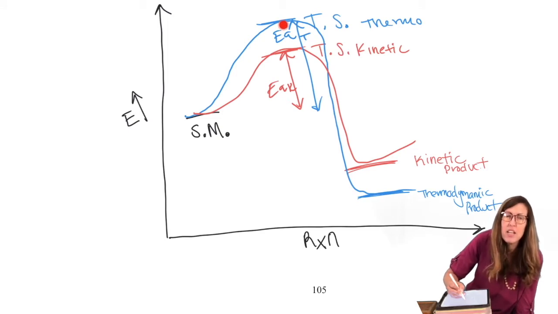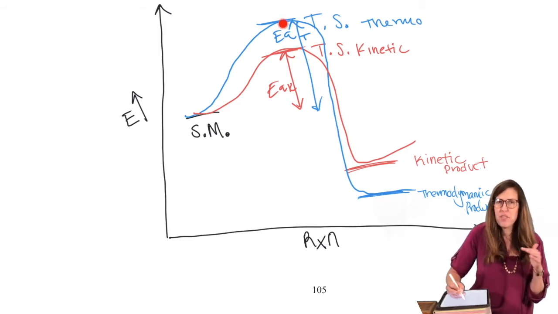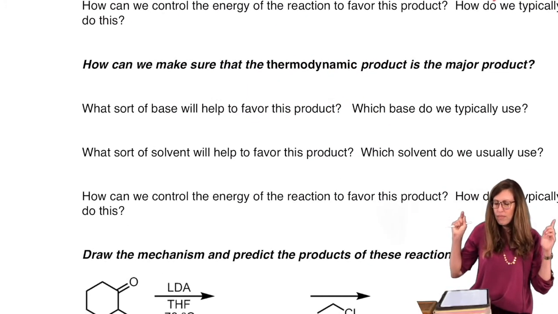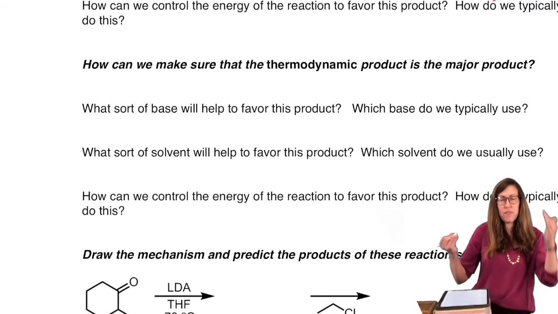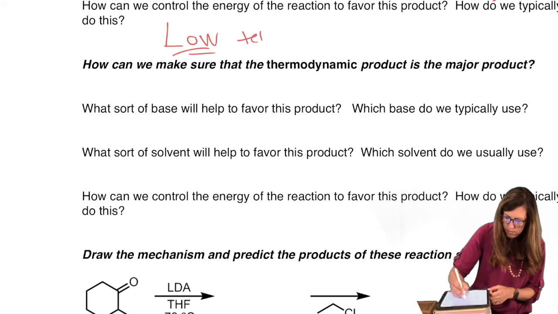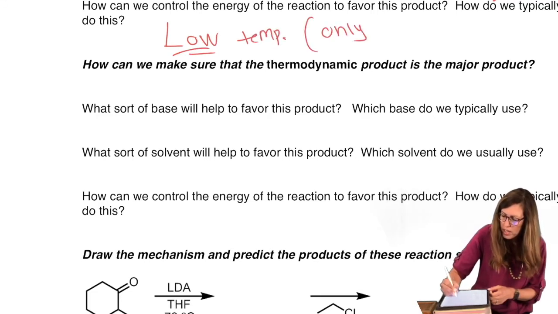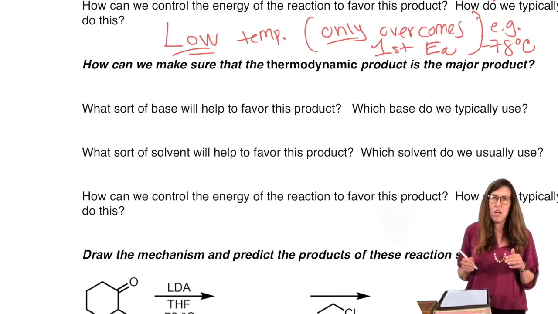It might say heat or hot, or actually have a hot temperature given, but it might even just say RT or give a room temperature, and you don't think of that as hot. It's relative though, right? If you see two side by side and one's hotter than the other, the hotter one is the thermodynamic, the colder one's the kinetic. So, how do we control the energy? Make sure you do not make it too hot because you have to get the lower activation level. Only that will allow you to overcome the first activation energy. The common temperature we'll see is negative 78 degrees Celsius because that's an easy, practical dry ice bath to achieve.